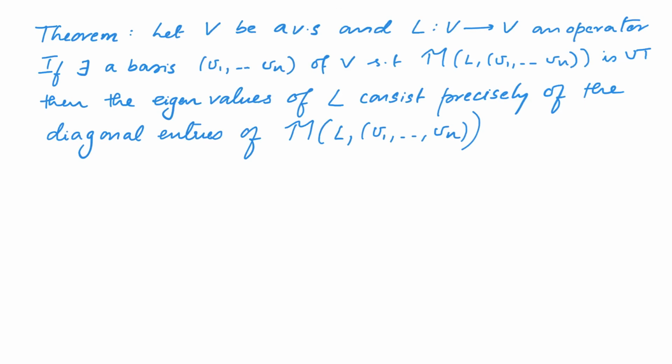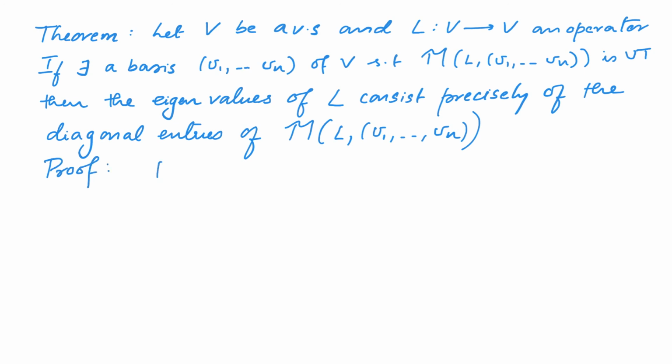The previous result helps us understand the eigenvalues of a linear operator that has an upper triangular matrix representation. More precisely, let V be a vector space and L an operator on V. If there exists a basis V1 to Vn of V such that the matrix representation of L with respect to the basis V1 to Vn is upper triangular, then the eigenvalues of L consist precisely of the diagonal entries of the matrix representation of L with respect to the basis V1 to Vn. Let us see a proof of this theorem.